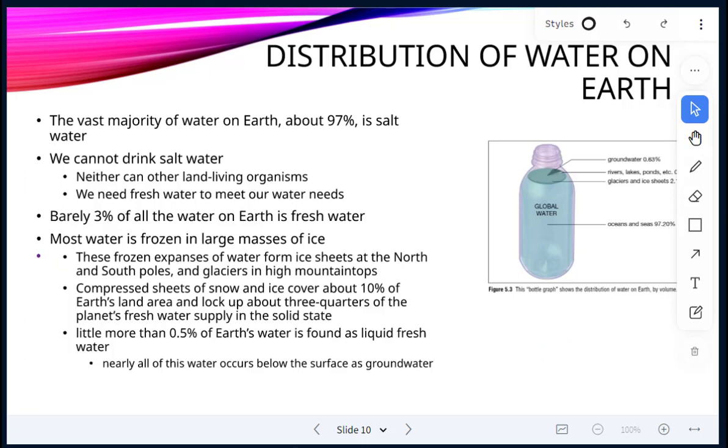And these frozen expanses of water form ice sheets at the north and south poles and glaciers in high mountain tops. Compressed sheets of snow and ice cover about 10% of Earth's land area, and they're locking up about 3/4 of the planet's fresh water supply in that solid state as ice. So a little more than 0.5% of Earth's water is found as liquid fresh water. And nearly all of that water occurs below the surface as groundwater. This is showing that as a bottle graph, showing that distribution of water on Earth.